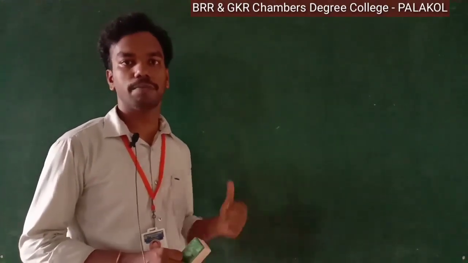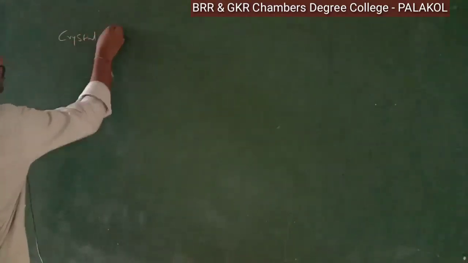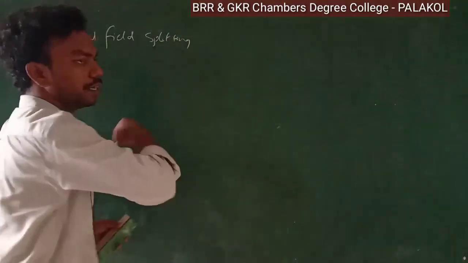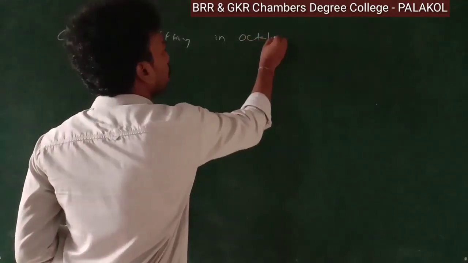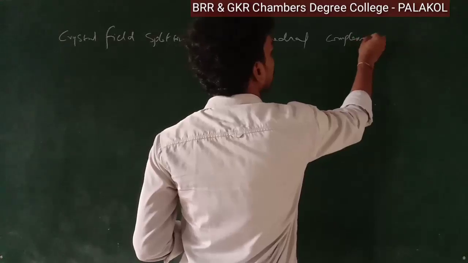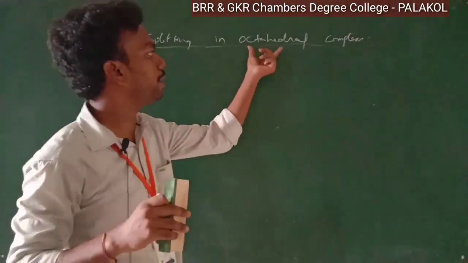This is the continued part of the previous lesson, where I discussed the postulates of coordination chemistry. Today in this lesson, we are discussing the splitting of metal d orbitals, crystal field splitting in octahedral complexes. First, we have to know the geometry of an octahedron.